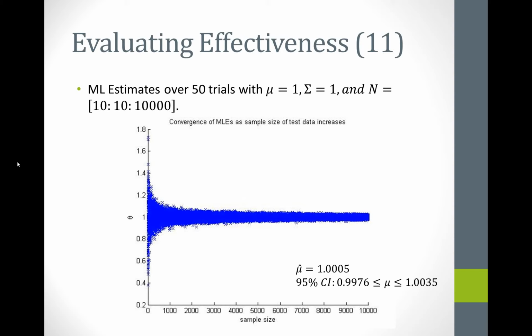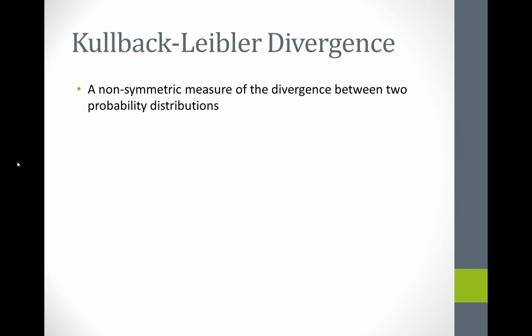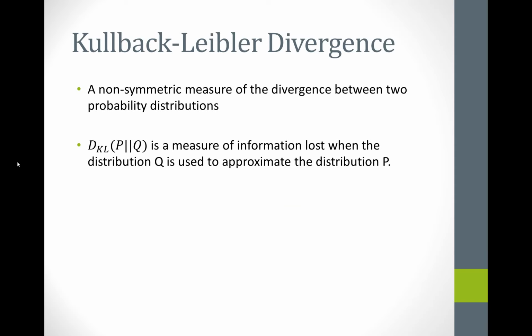But what else can we do with MLE? It turns out quite a bit. The specific thing we're going to look at is called the Kullback-Leibler Divergence. It is a measure of the divergence between 2 probability distributions. This sounds like it doesn't match up with MLE at all. But it turns out that the KL divergence is a measure of information lost when a distribution Q is used to approximate a distribution P. And that's exactly what we're doing with MLE. We have an unknown distribution P, and we are generating an approximation, and that becomes Q.